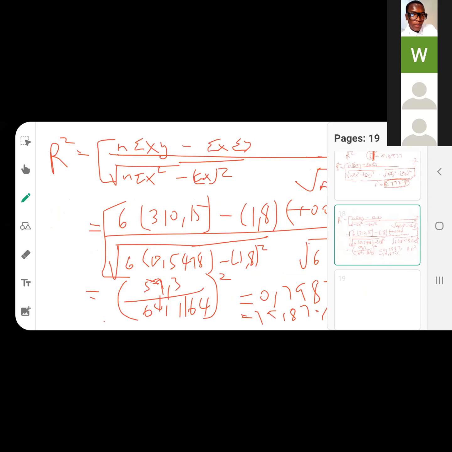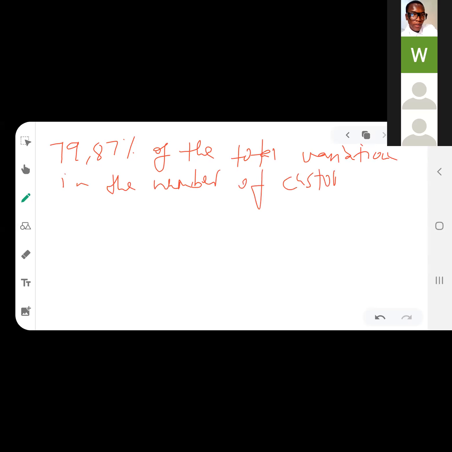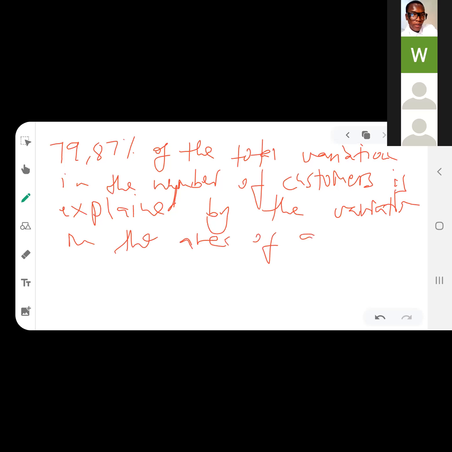So when you interpret, you will say 79.87% of the total variation in the dependent variable, the number of customers, is explained by the variation in the area of advertising sign. That will be your interpretation.